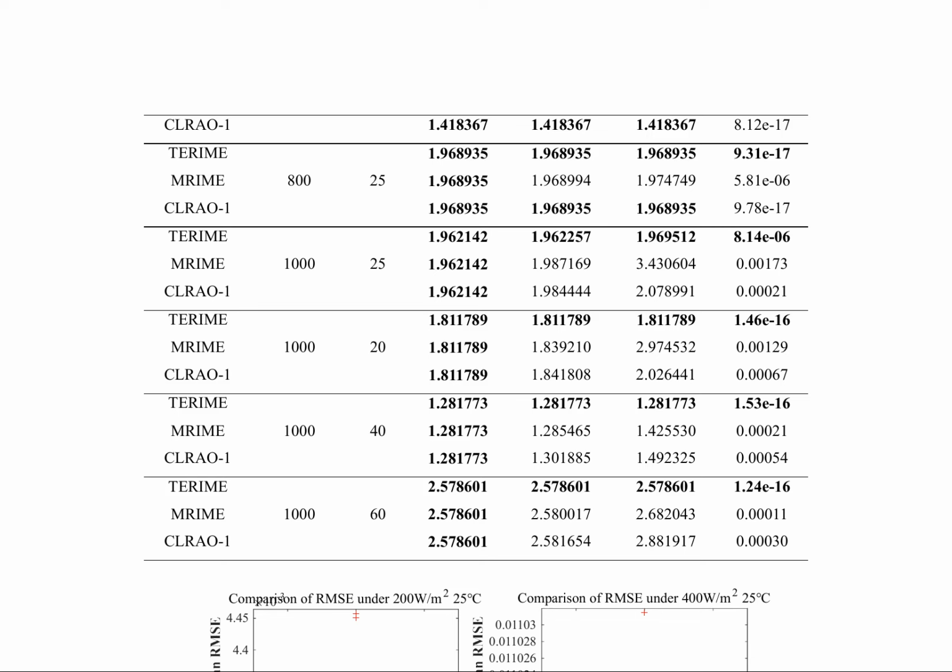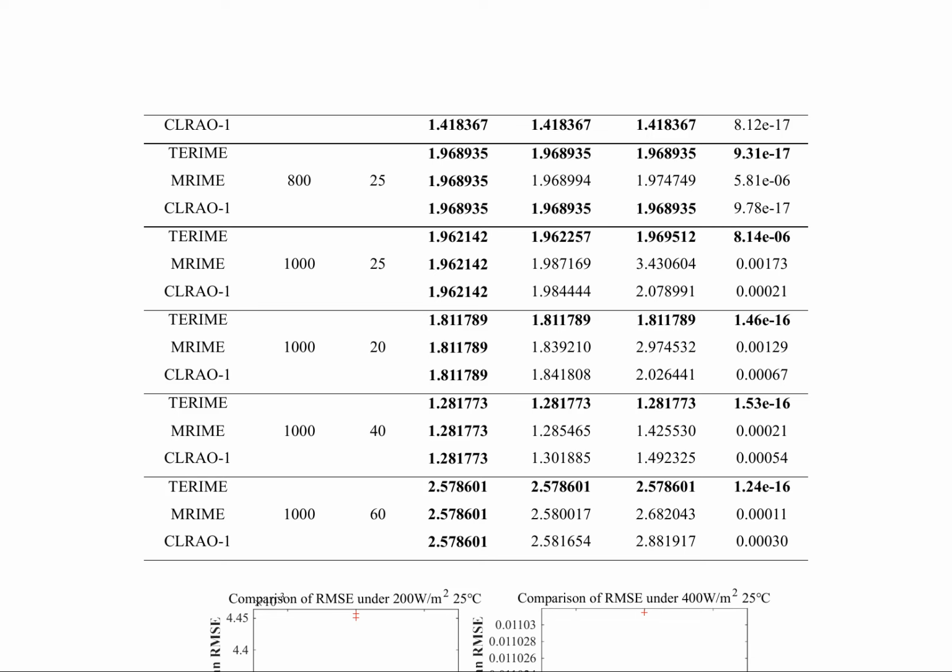The table presents the results of double-diode model, DDM, parameter extraction using three algorithms, TERIME, MRIME, and CLRAO1, under various irradiance and temperature conditions. The mean, median, and standard deviation of the root mean squared error, RMSE, are displayed for each algorithm, along with the p-value indicating the statistical significance of the results. Under an irradiance of 800 W per square meter and a temperature of 25 degrees Celsius, TERIME and MRIME exhibit similar performance, while CLRAO1 achieves a slightly better RMSE.